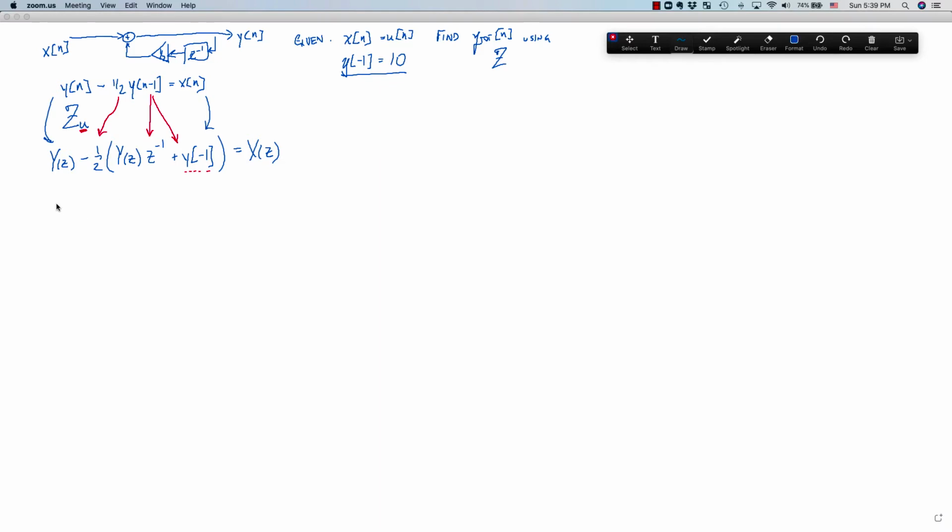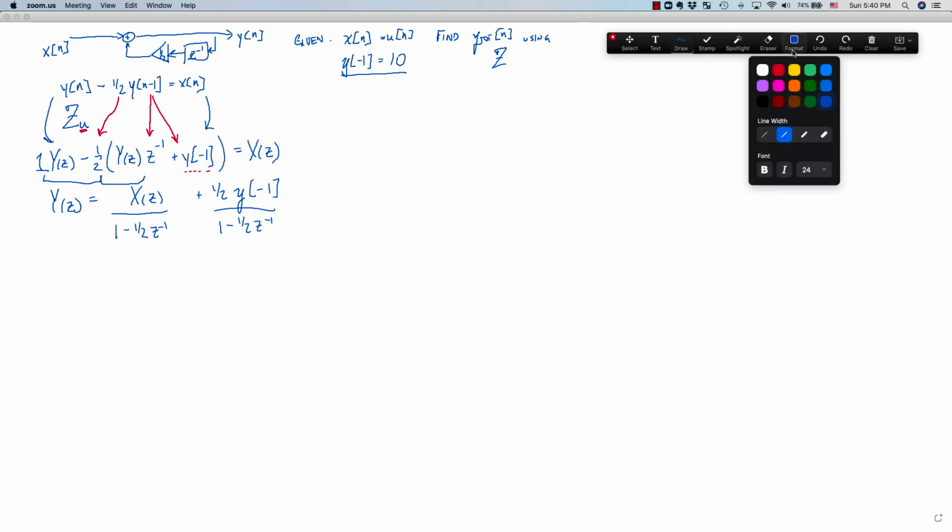Okay, so now we can isolate for Y of z. X of z is already on the other side, so I'll just write it here. And I have a minus 1/2 times little y of negative 1, so if I move that over, that's a plus 1/2 little y of negative 1. And then the characteristic polynomial is 1 minus 1/2 z inverse. There's a 1 here, and minus 1/2 times z inverse is how I got that characteristic polynomial.